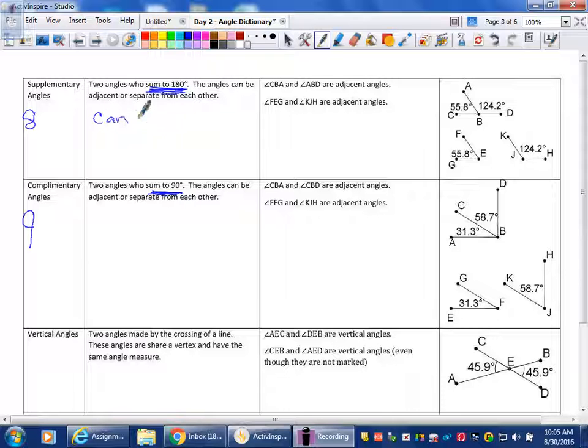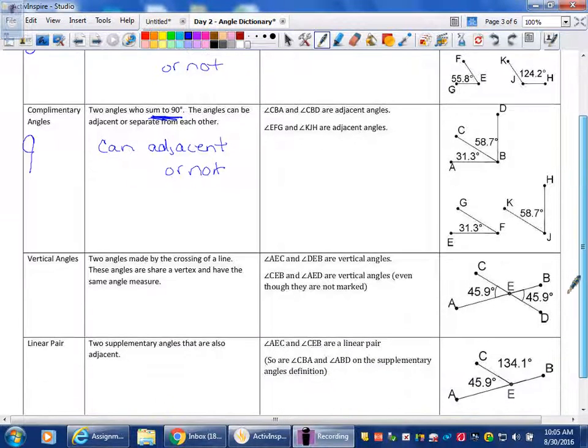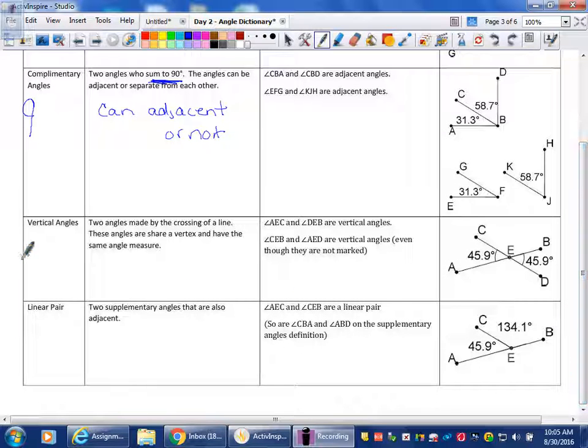So please make sure you understand that. They can be adjacent or not. The same thing goes for complementary angles. They can be adjacent or non-adjacent. Supplementary adds to 180, complementary adds to 90.